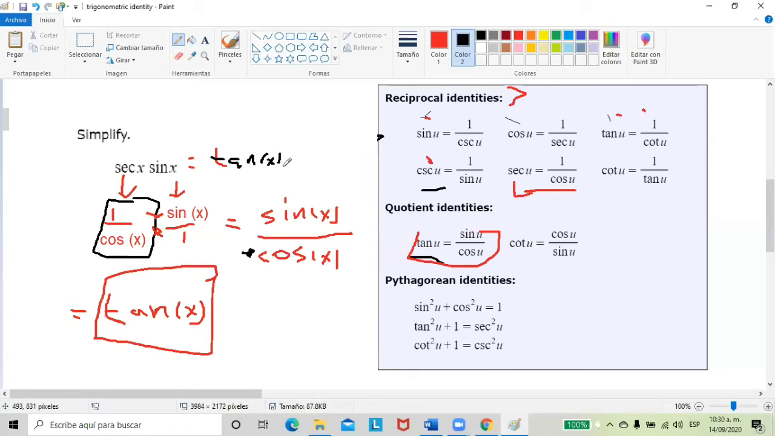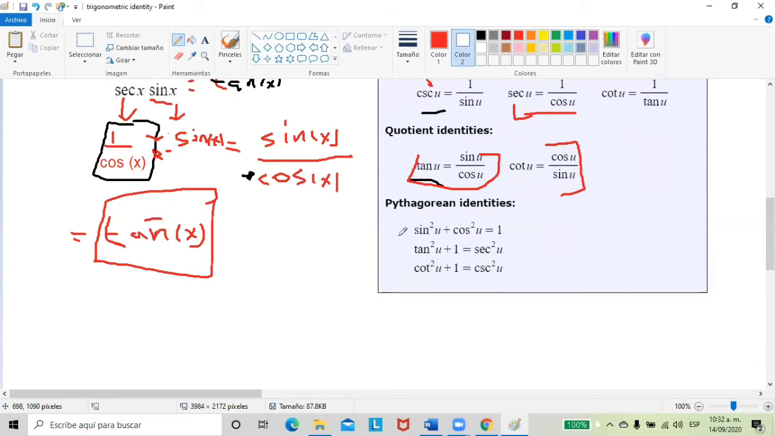In some cases you have to substitute both, in some cases only one. Why? Because if you substitute sine, you have 1 over cosecant, and you will not have a rational expression to simplify. You need to have sin over cosine because that is equal to the tangent.